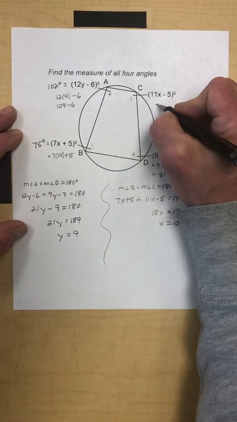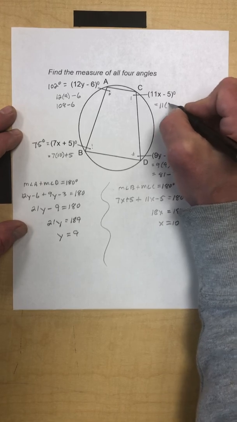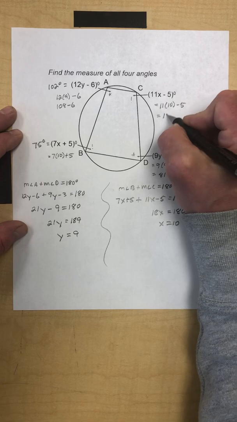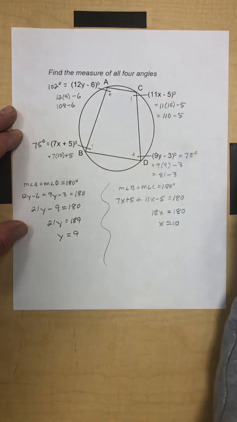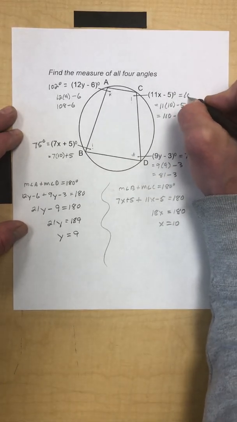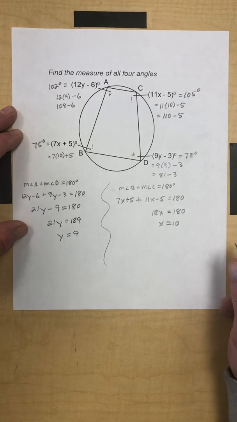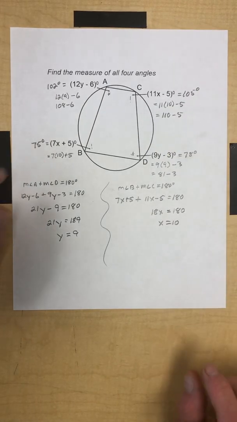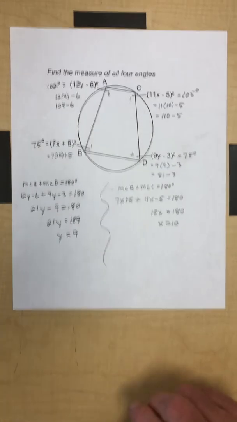And then over here, I'm going to go 11 times 10 minus 5. So that is 110 minus 5, which gives me 105. So 105 degrees. And then we take a look: 75 plus 105 is definitely 180 degrees, so we're in good shape there. Okay, let's try one more.